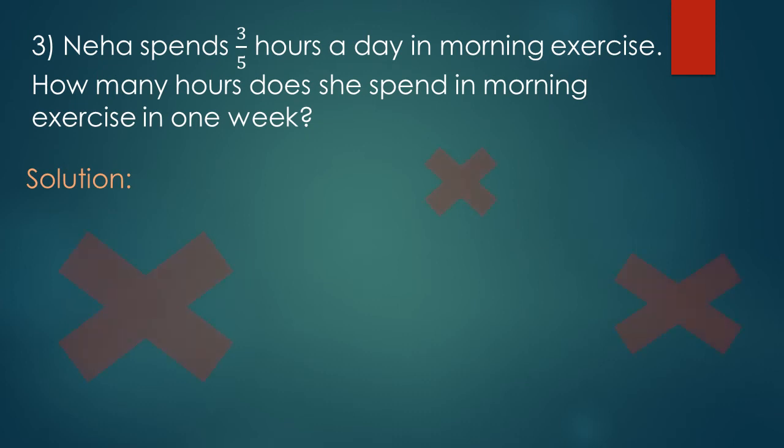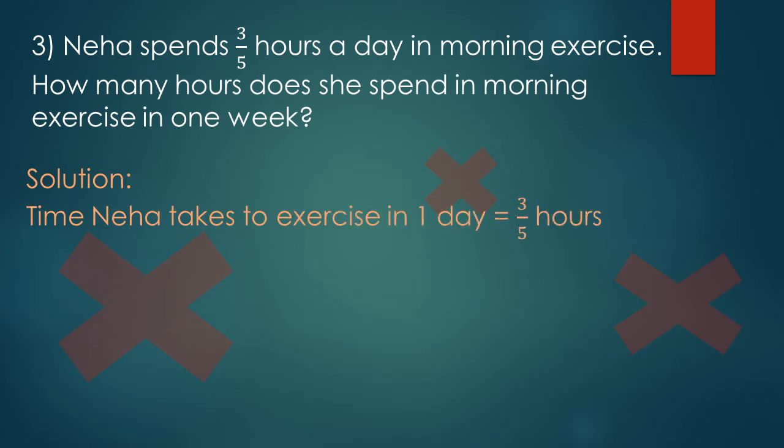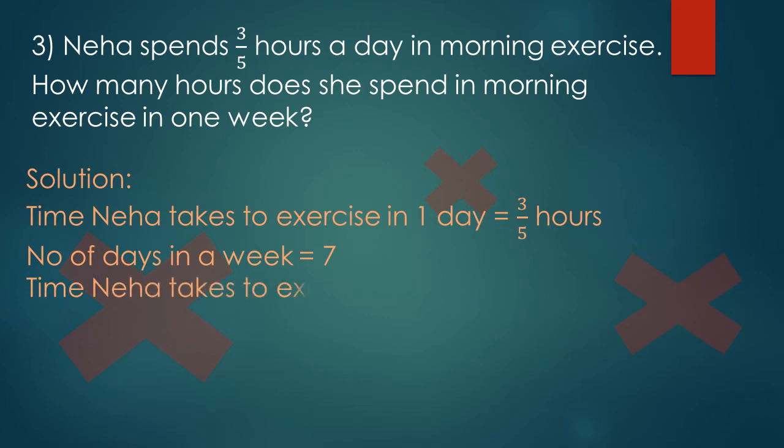Yes, multiplication. So the first statement is: time Neha takes to exercise in 1 day is equal to 3 upon 5 hours. And the second statement is: number of days in a week is equal to 7. And the third statement is: time Neha takes to exercise in 7 days is equal to 3 upon 5 multiplied by 7 upon 1.